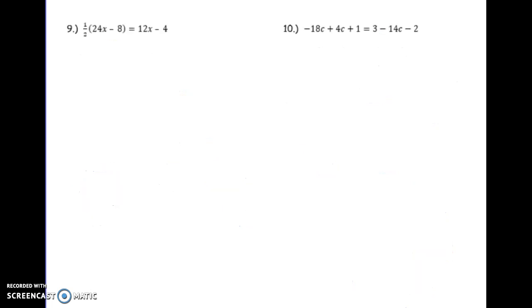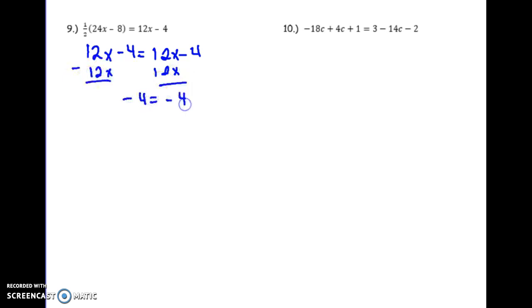All right, looking at the next one, number 9. Again, we have a nice fraction. So when I do number 9, I'm going to just distribute 1/2 times 24x, and I'm going to get 12x. So I get 12x minus 4 equals 12x minus 4. When I subtract the 12x from both sides, I end up with negative 4 equals negative 4. This is a true statement, and because it's a true statement, I know my solution is all real numbers.